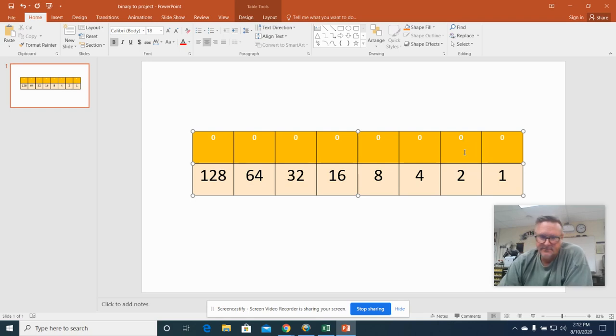Number 3, it would be one of these and one of those. Everything else is turned off. The only ones that are turned on are the 2 and the 1. You add those together, you get the number 3. So 11 in binary is actually our number 3.